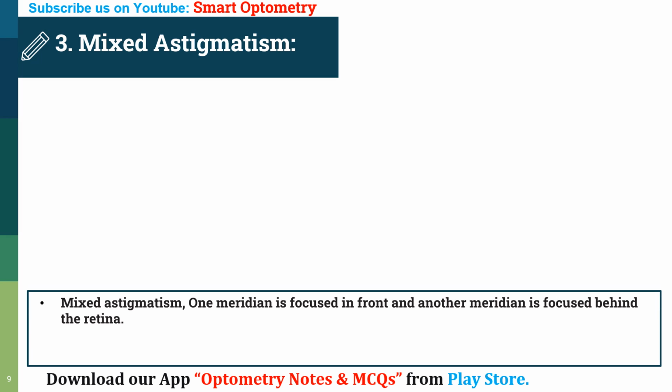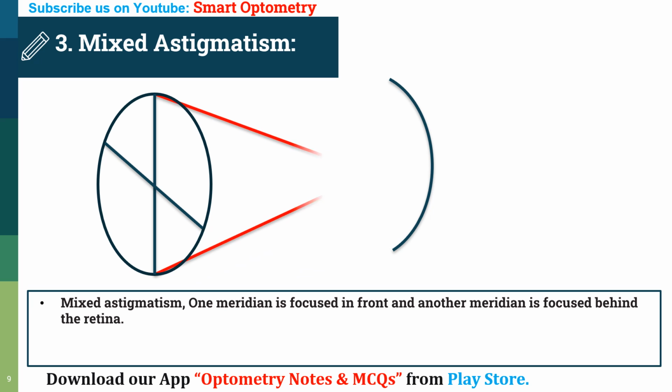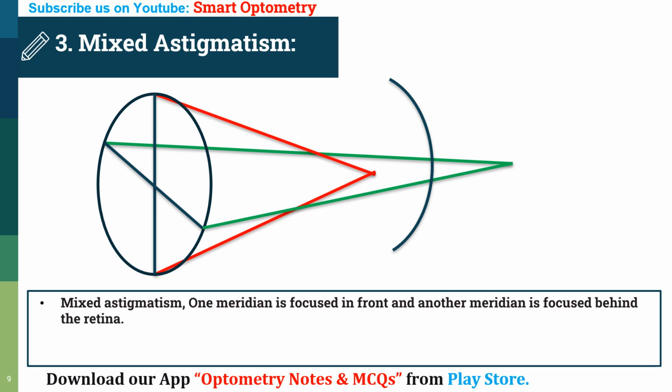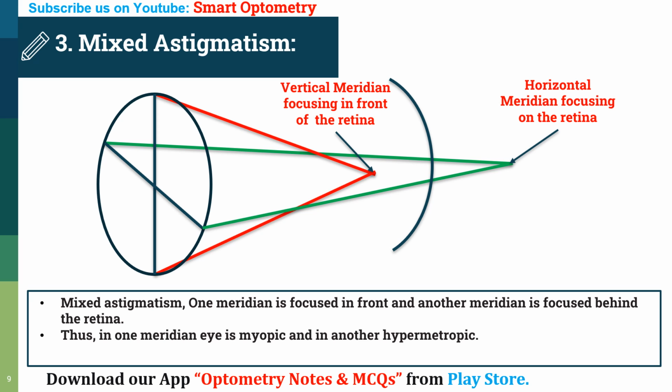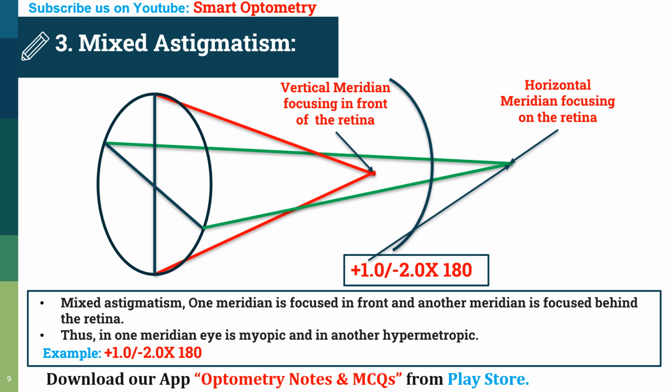Now mixed astigmatism. In mixed astigmatism, one meridian is focused in front and the other meridian is focused behind the retina. Thus, in one meridian the eye is myopic and in the other meridian the eye is hypermetropic. In this figure, you can see the vertical meridian focusing in front of the retina and the horizontal meridian focusing behind the retina. Example of mixed astigmatism: plus 1 minus 2 at 180 degree axis.